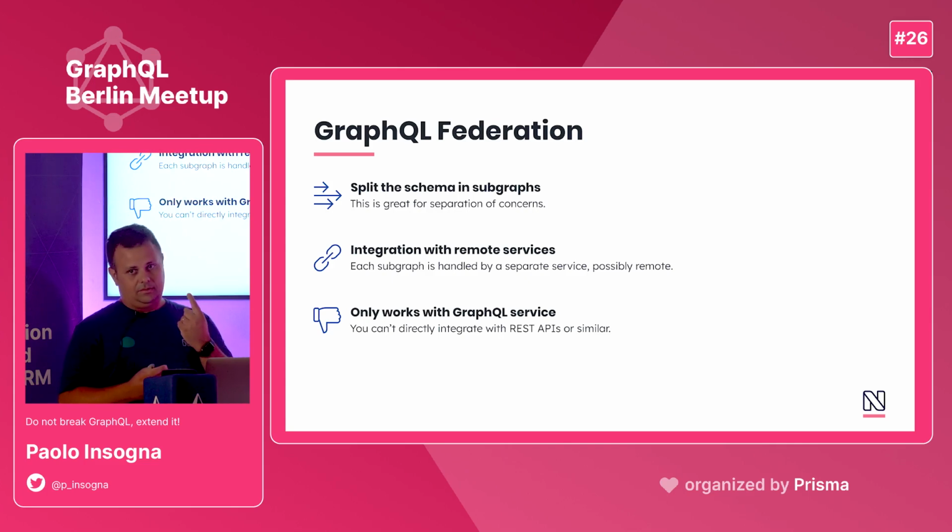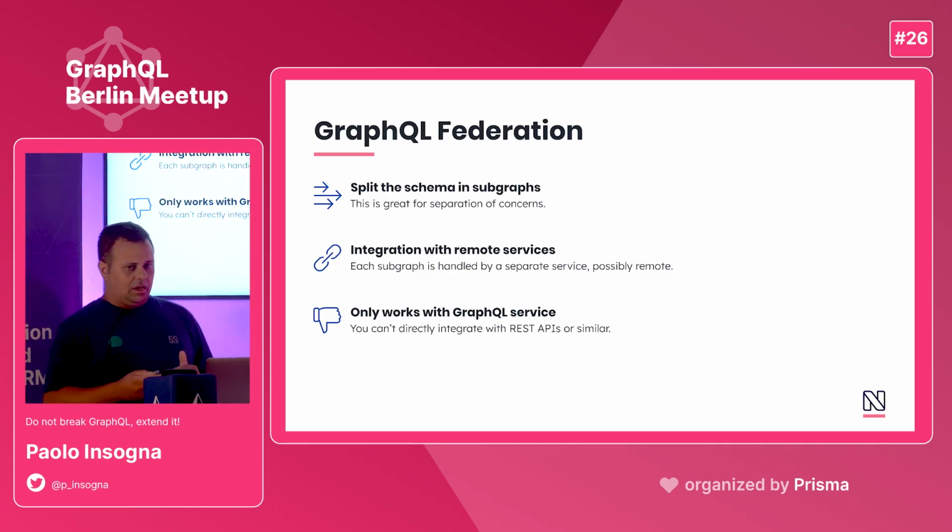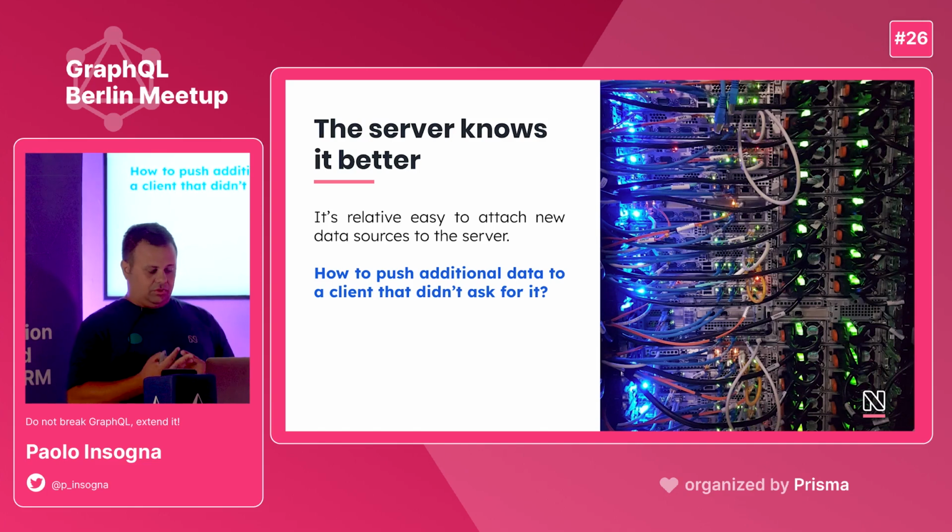There is only one downside with just raw federation, that we have to use GraphQL everywhere. That's the problem. We can't directly integrate with the REST API. Of course, we are developers, we can do almost everything, but out of the box, we can't. We have to use GraphQL everywhere if we want to, which is not a bad thing in a way.